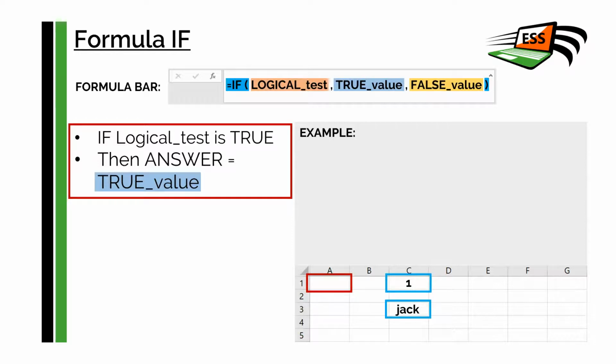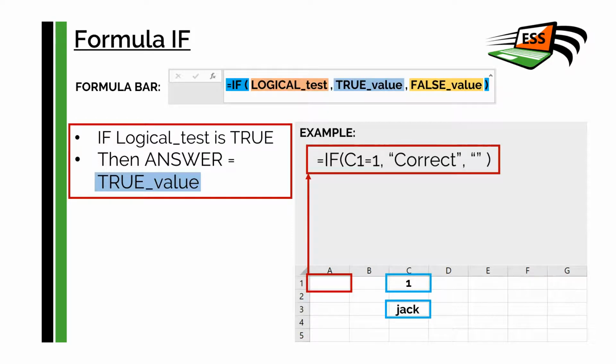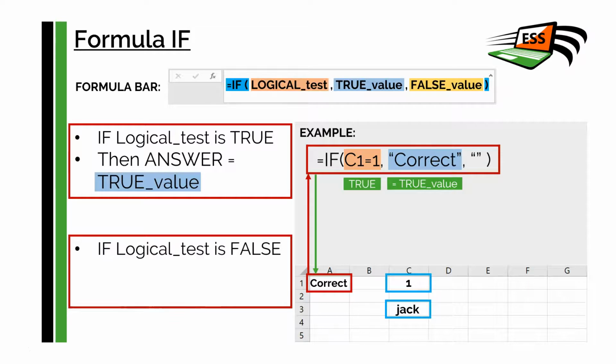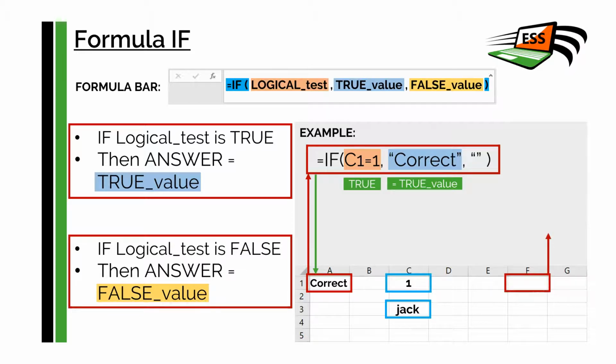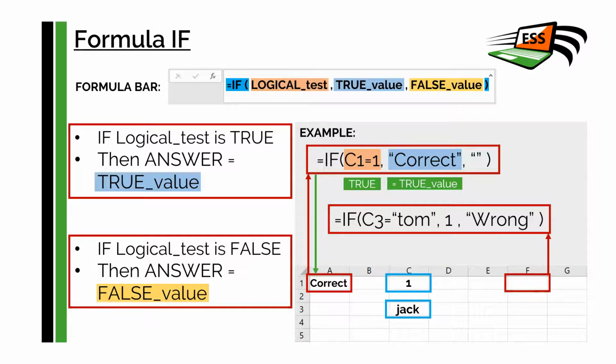Let's look at the example. We type in A1, IF C1 equals 1, that's our logical test. In this case, it is true. It will then type the word correct in our cell selected. So therefore, we will see the result giving correct. In the other scenario, if the logical test is false, then the answer should be our false value response. Let's have a look at the example. In F1, we typed equals IF C3 equal to Tom being our logical test. In this case, it is false. So our false response will be wrong, and that will go back down to F1.